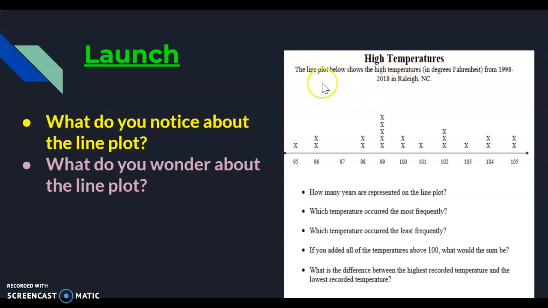High temperatures. The line plot below shows the temperatures in degrees Fahrenheit from 1998 to 2018 in Raleigh, North Carolina. So we have a line plot here, and you see the various numbers at the bottom: 95, 96, all the way up to 105, and you see the different x's indicated here to represent a total number. So we have some questions right here.